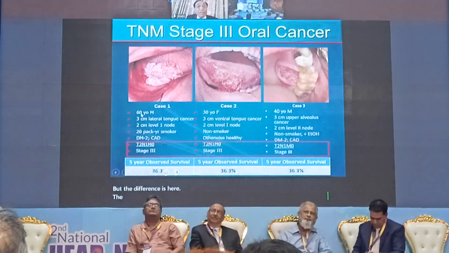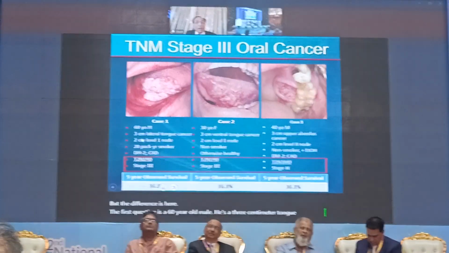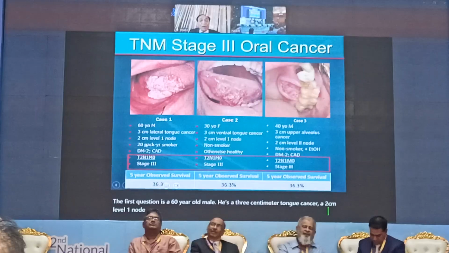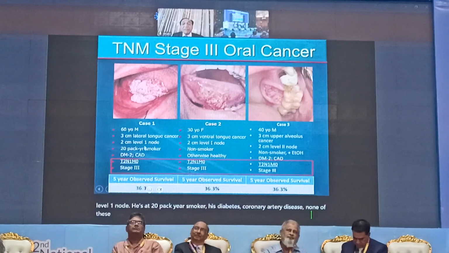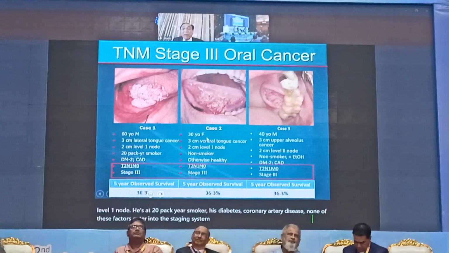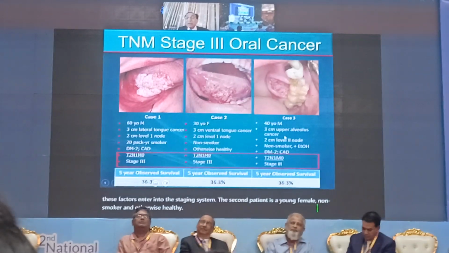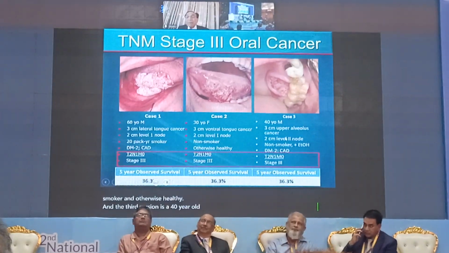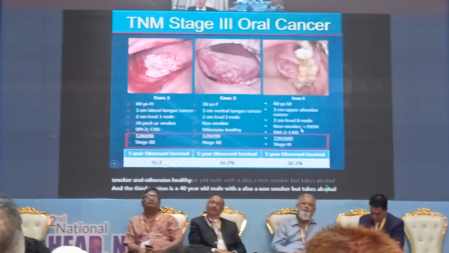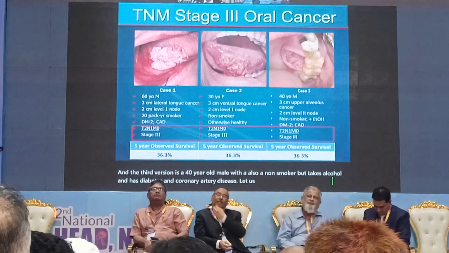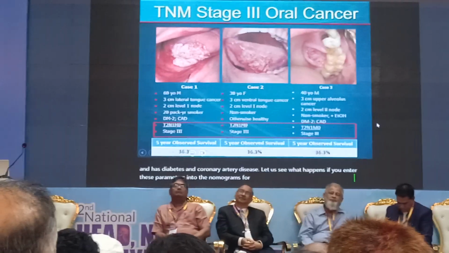The first patient is a 60-year-old male. He has a 3 centimeter tongue cancer, a 2 centimeter level 1 node. He is a 20-pack year smoker. He has diabetes, coronary artery disease. None of these factors enter into the staging system. The second patient is a young female, non-smoker, and otherwise healthy. And the third patient is a 40-year-old male, also a non-smoker, but takes alcohol and has diabetes and coronary artery disease. Let us see what happens if we enter these parameters into the nomograms for these 3 patients.